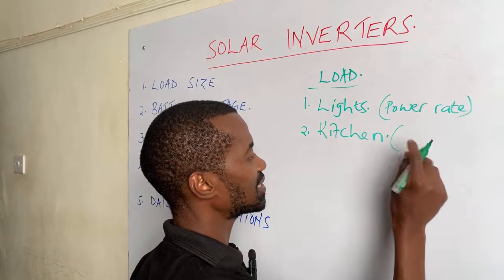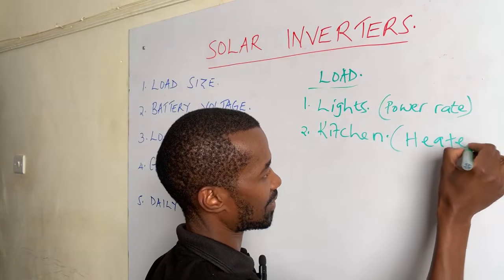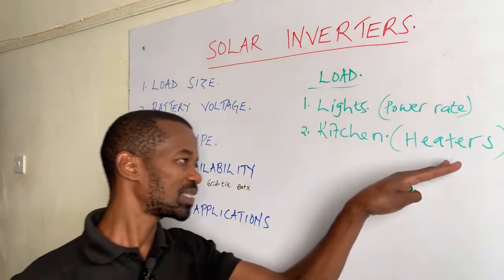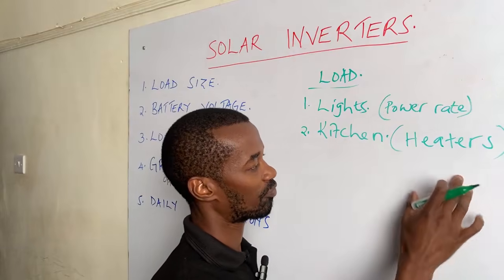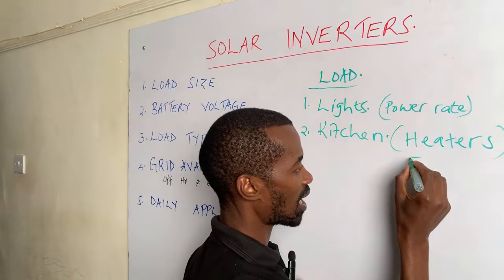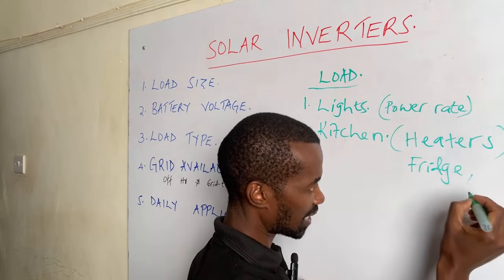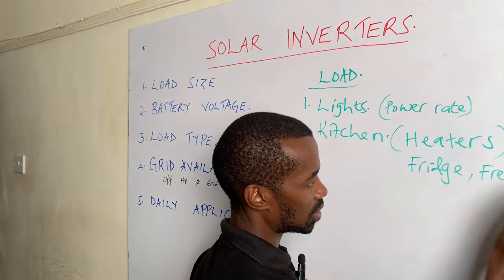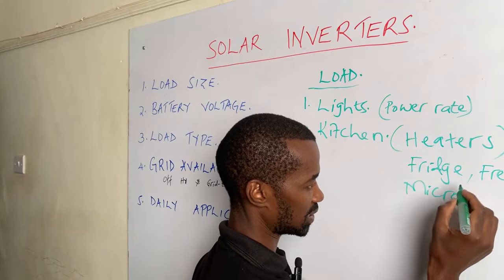Now, the kitchen is a great focus because of the heaters that are right there, right? So if you start with the kitchen and you specifically ask the customer what appliances they will be having there, at the back of your mind, you circle back to the load. You know that if the customer has a fridge or a refrigerator, a freezer, or a microwave, this one is also a heater. Of course, it heats food.